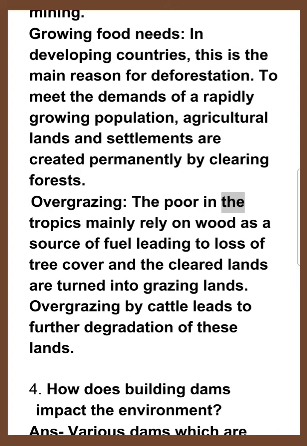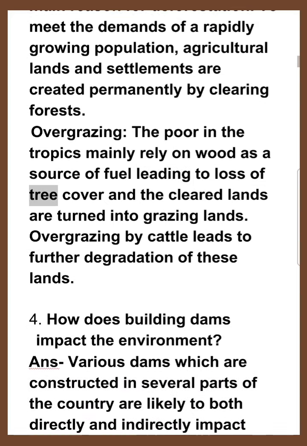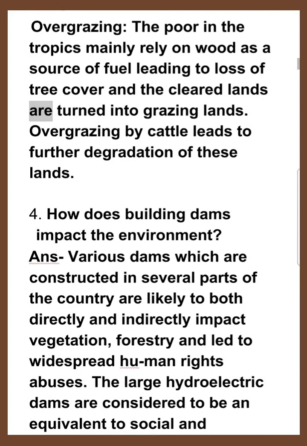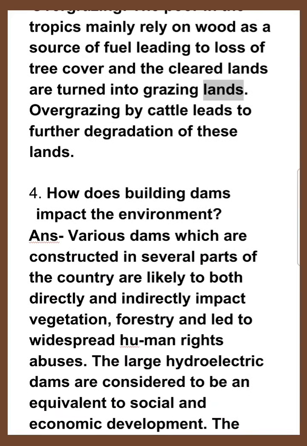Overgrazing. The poor in the tropics mainly rely on wood as a source of fuel, leading to loss of tree cover, and the cleared lands are turned into grazing lands. Overgrazing by cattle leads to further degradation of these lands.